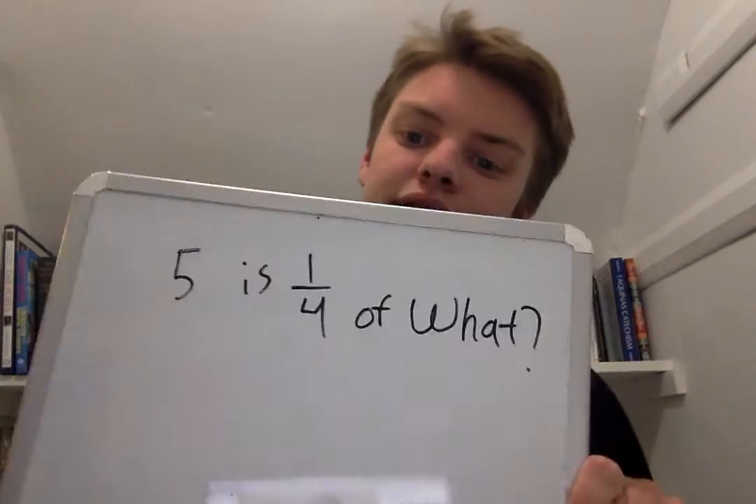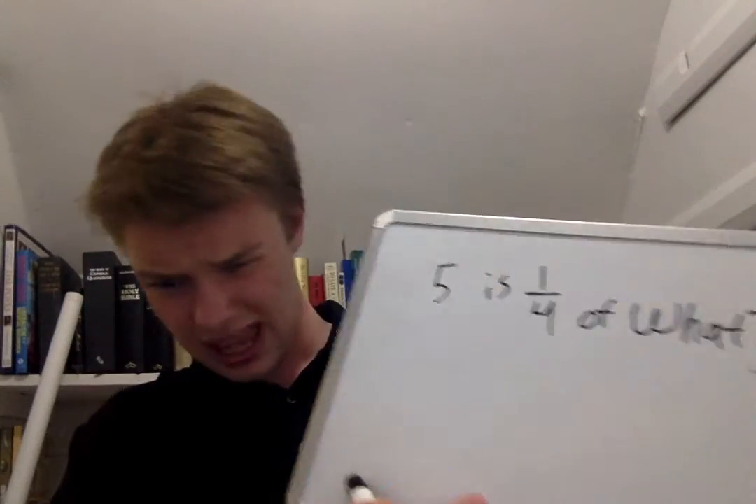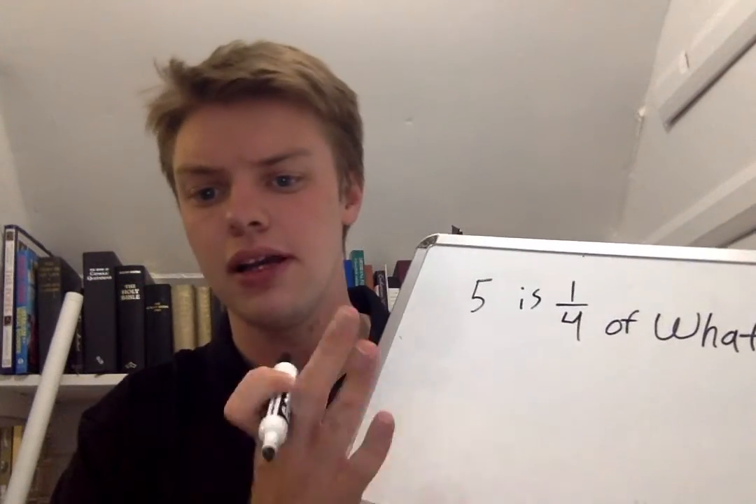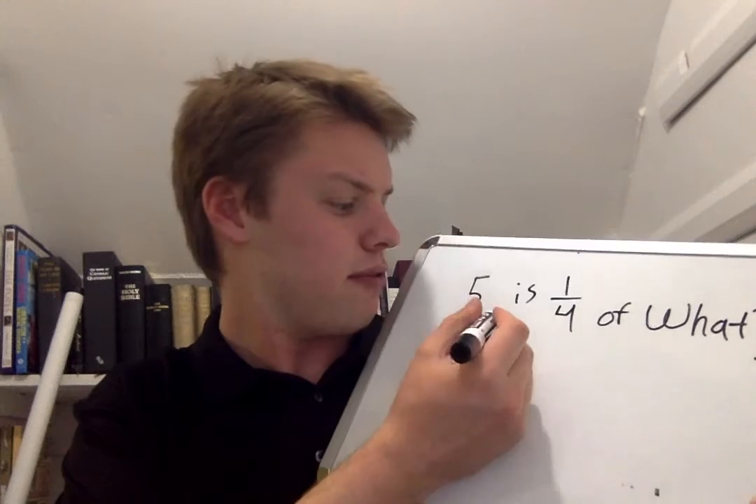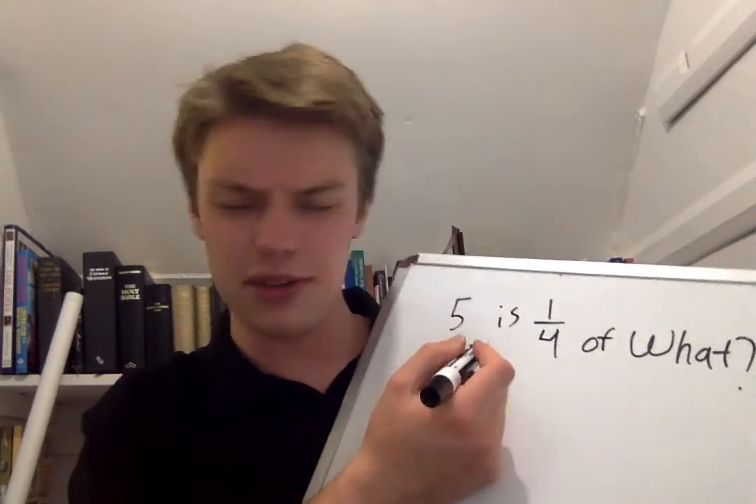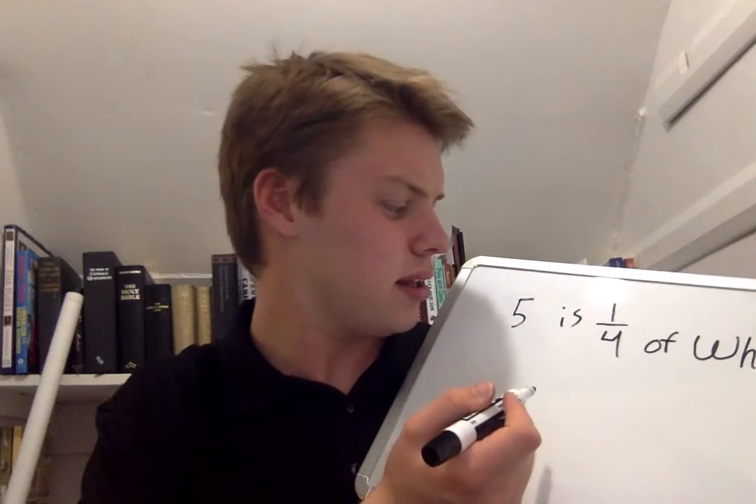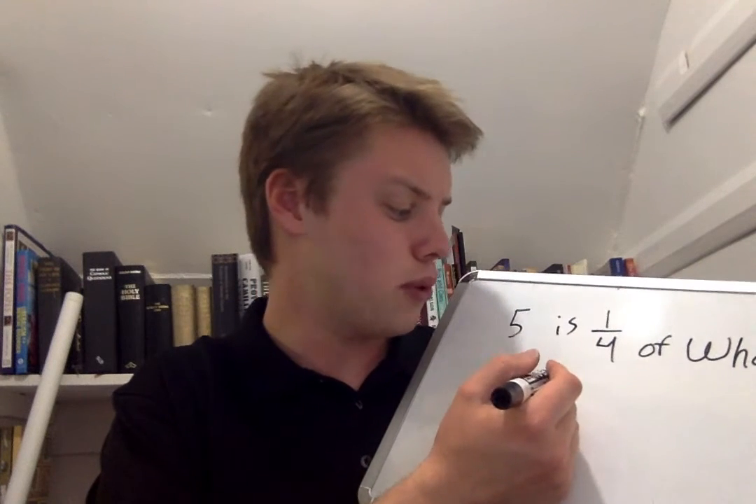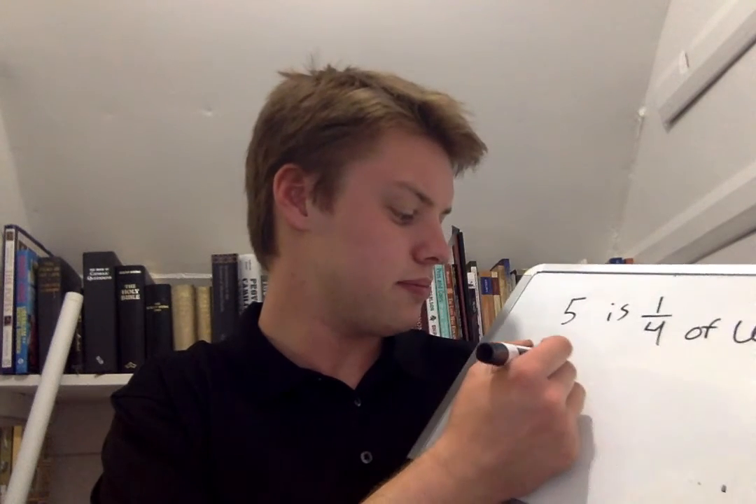Now let's look at the practice. First one, it says 5 is 1/4 of what? 5 is 1/4 of what? All right. How do we start here? We're looking for a whole. We have a part. We're looking for the whole. 5 is 1/4 of what? How do we start? Well, how about multiplying 5 times 4, right? Because we know that 5 is part of something, but we don't know what it is. And 5 times 4 is 20.